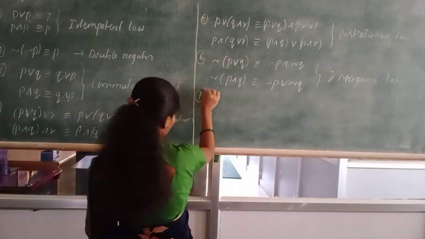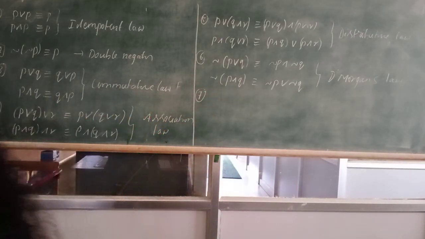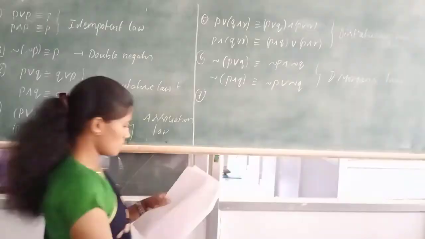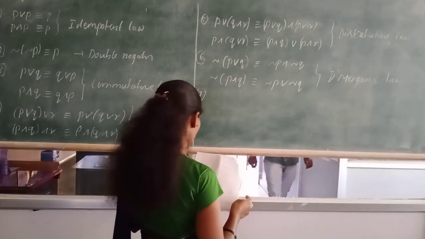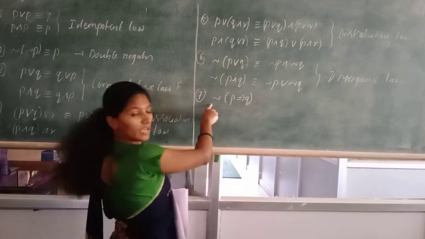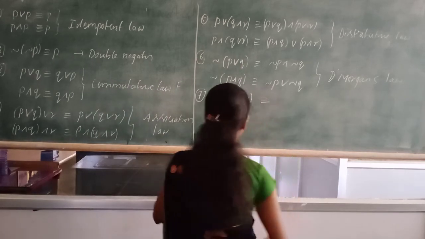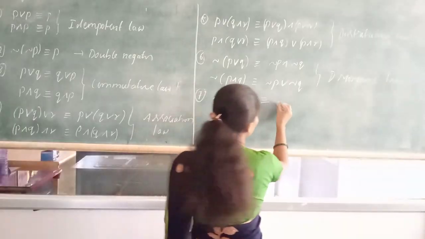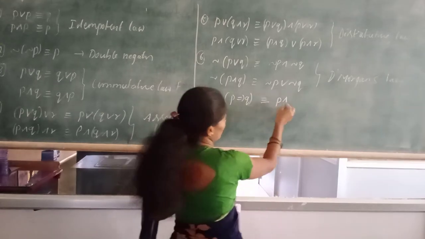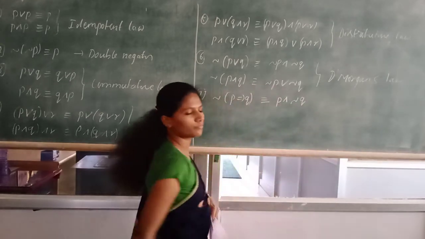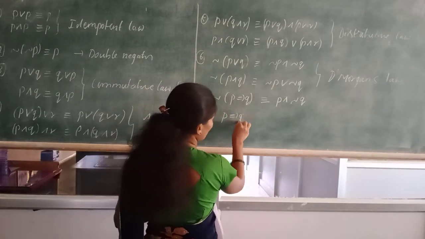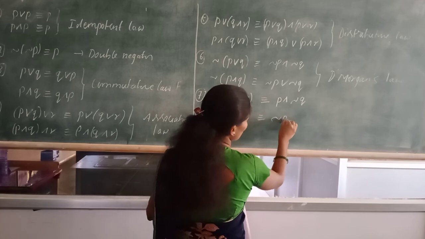Next, the seventh one: negation of (P implies Q). When negation comes in front of the implication, first P has to come, then 'and', then negation of Q. So this is one of the implications. Also, P implies Q is equal to negation of P or Q.